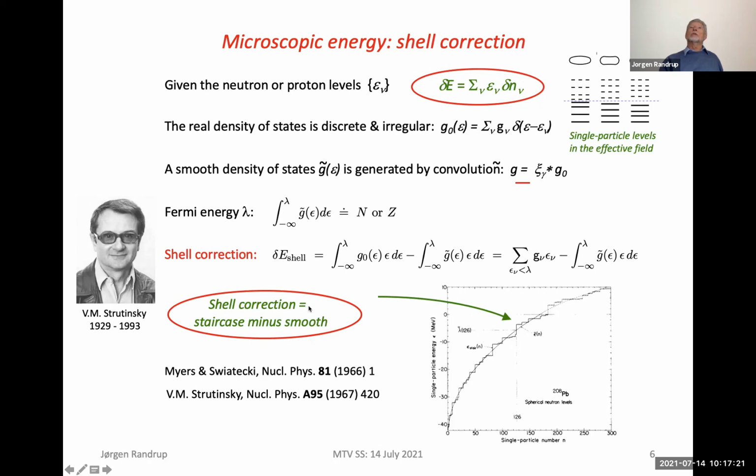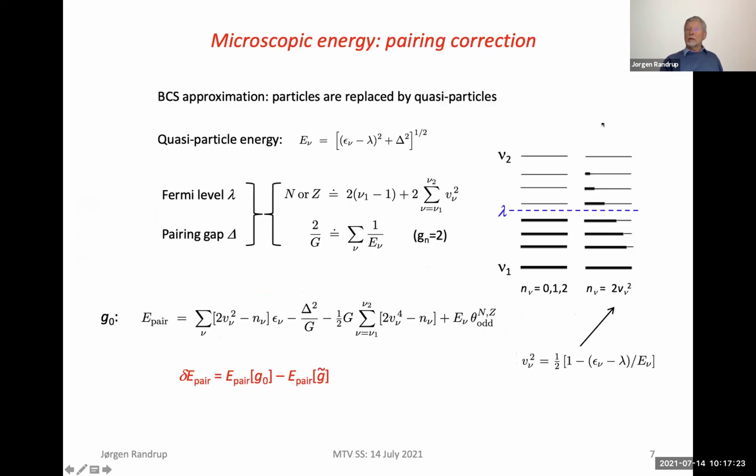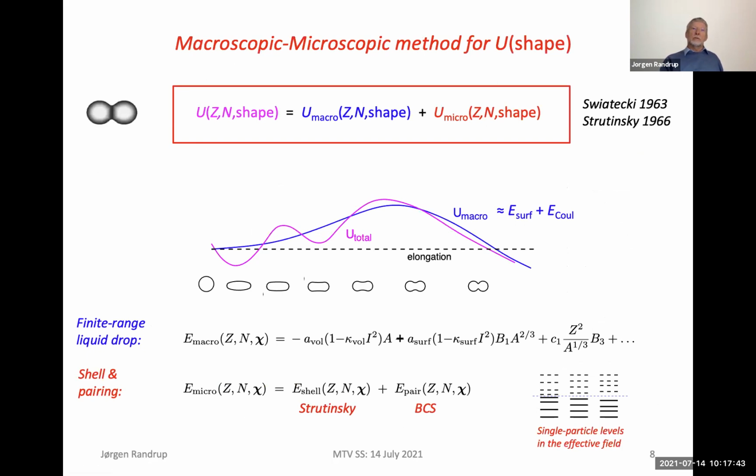And you need to do a similar thing for the pairing. The pairing interaction in nuclei is also important, and it also depends on the precise level sequence. So again, you do a difference between the actual level structure and the smoothed out level spectrum. So then let us see what you get. So here is the result.